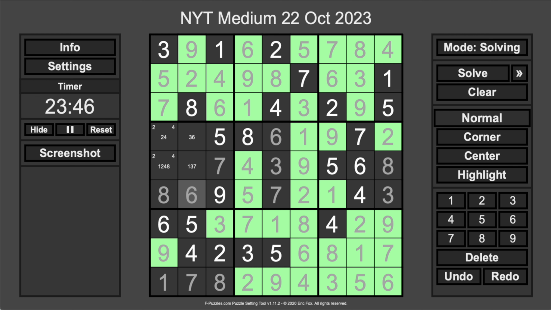I'm now left with this is 6. This can't be 3 or 7, so this is 1. This 6 tells me that's a 3. This 4, 1, 4, 8, so that's a 2, which means that's a 4. Okay, just shy of 24 minutes, not bad.